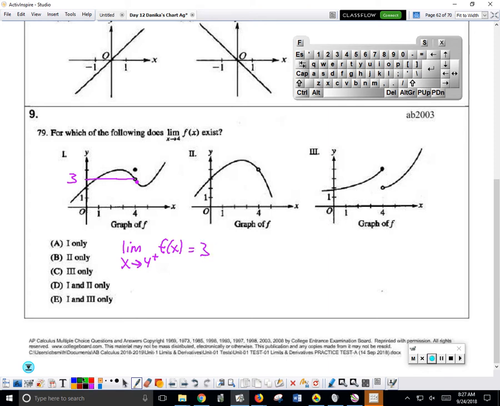As x approaches 4 from the left, the y coordinate will be the green dot, which is also very, very close to 3. So the left and right limits are the same, therefore the overall limit is 3.